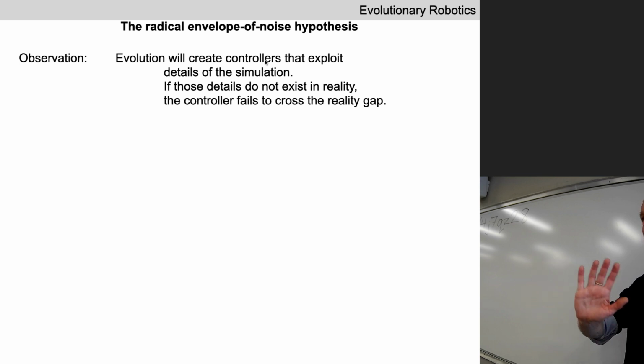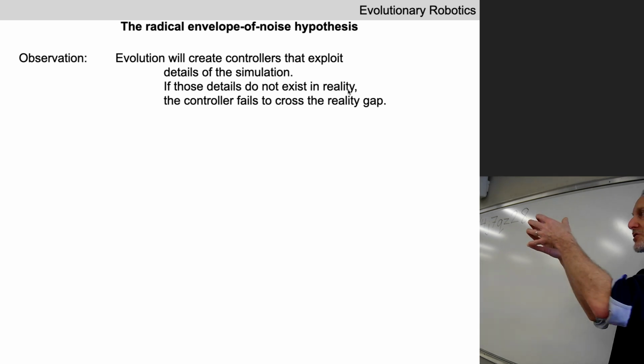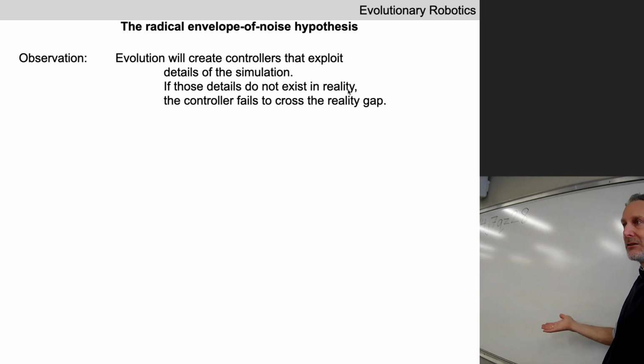If you haven't seen it that much yet in assignment 10, I guarantee you in your final project, whatever it is that you're doing, you'll see it. So we've got this problem. We're going to start with this problem. Artificial evolution will create controllers that exploit details of the simulation. And if those details don't exist in reality, then of course, if you take that evolved controller, which is exploiting the simulation, and drop it into reality, you're going to stumble over the reality gap. You're not going to get a transferal.